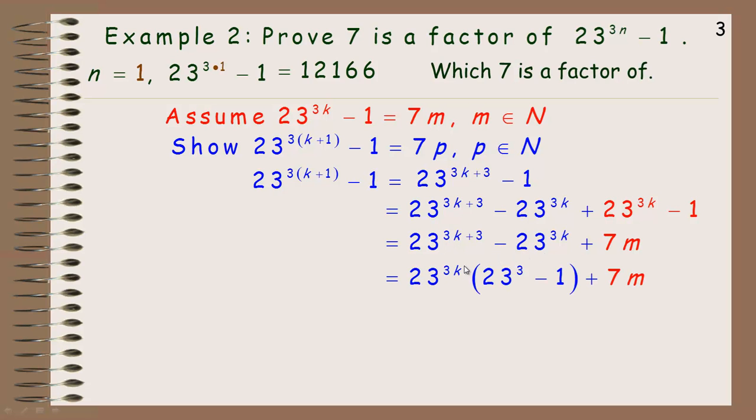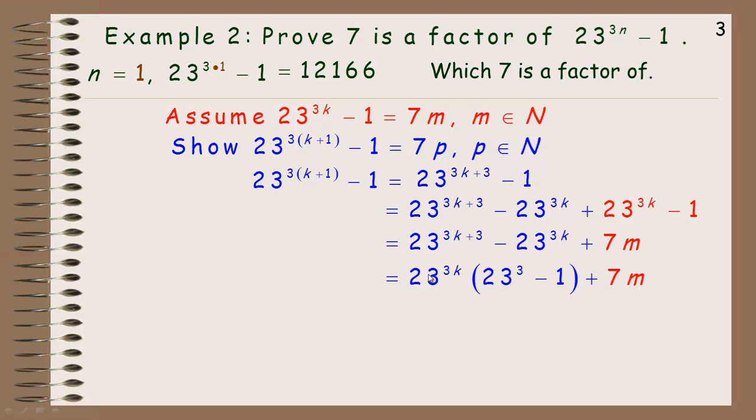It looks like it's divisible by 23 because we have a base of 23 here. But what I'm going to do is some factoring. I'm going to factor out 23 to the 3k, since it is common to both parts. Remember, when you're factoring, you divide the factor into whatever you're factoring it out of. So for powers, you just subtract the exponents. 3k plus 3 minus 3k would just be 3.